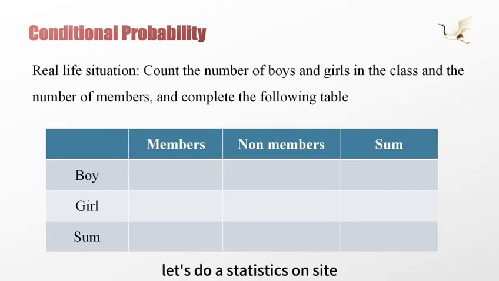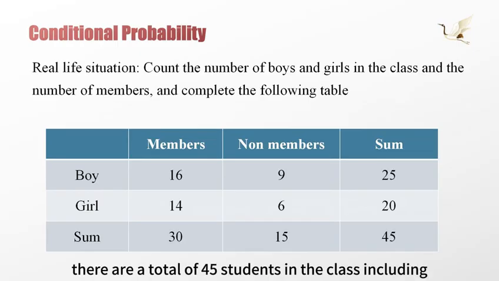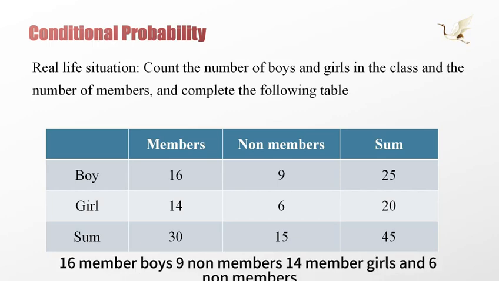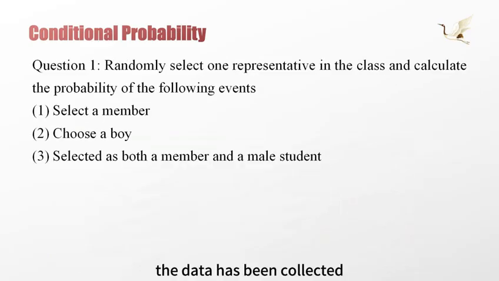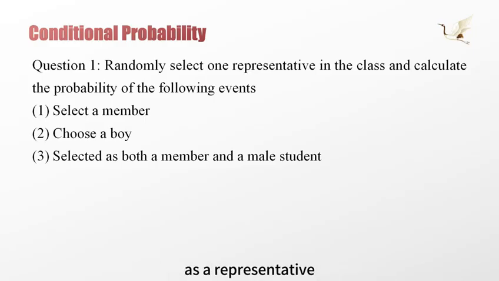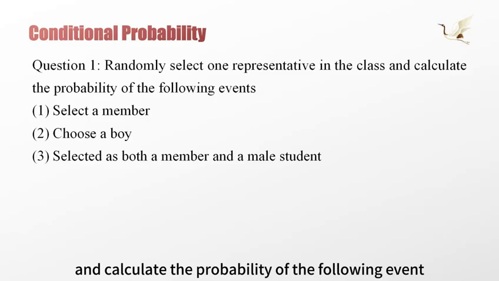Let's do a statistics on site, collect data, and complete this form. There are a total of 45 students in the class, including 25 boys, 20 girls, 30 members, 15 non-members, 16 member boys, 9 non-member boys, 14 member girls, and 6 non-member girls. The data has been collected. Now let's look at problem 1. Randomly select one person from the class as a representative and calculate the probability of the following event.